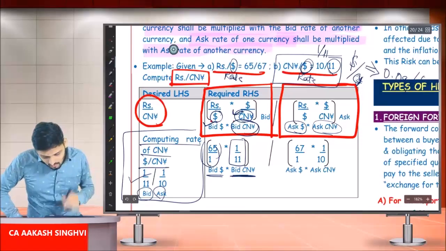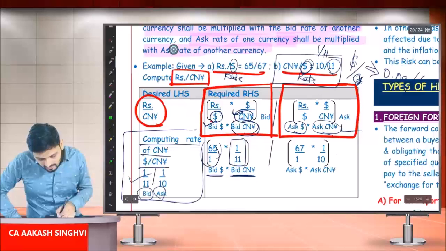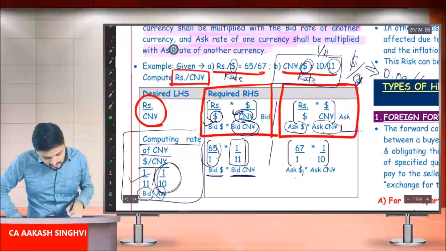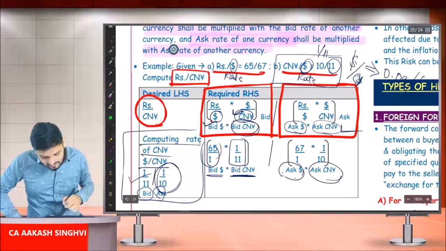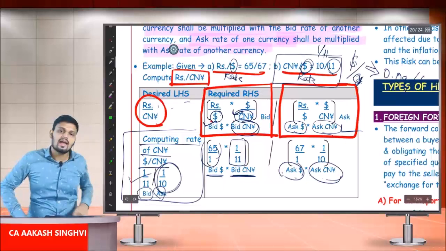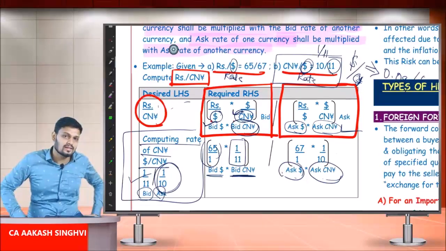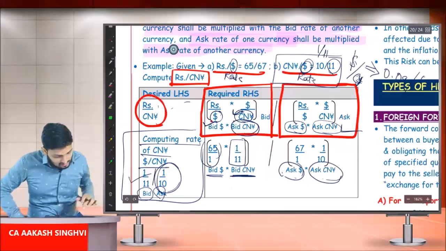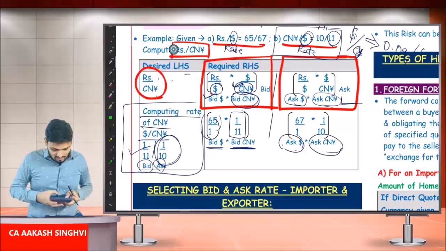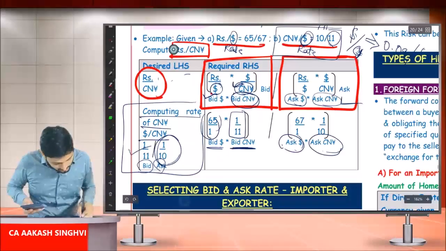Okay, next, here we have to find out ask rate of Chinese yen. Ask rate of Chinese yen is how much? 1 divided by 10. So ask rate of dollar multiplied by ask rate of Chinese yen will finally give you the desired LHS, rupees divided by Chinese yen. So how much is this answer? I have not written here. 65 divided by 11.